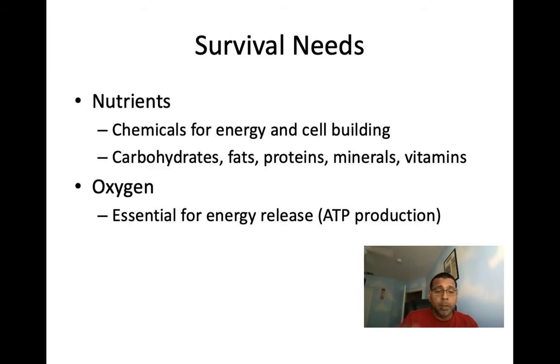Nutrients. Now, when we talk nutrients, we'll see nutrients are going to be taken in via our diet, and they contain chemical substances that are going to be used by our bodies for energy and also for cell building. Most plant-derived foods are rich in carbohydrates, vitamins, and minerals, whereas most animal foods are richer in proteins and fats.